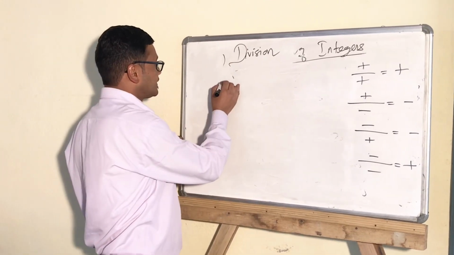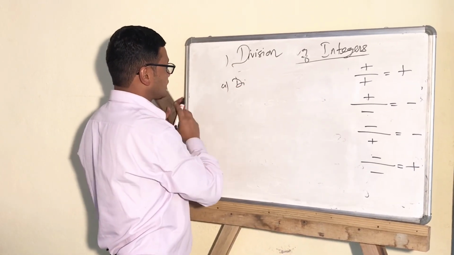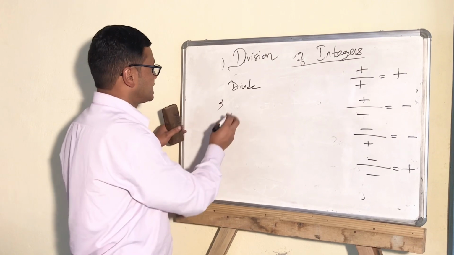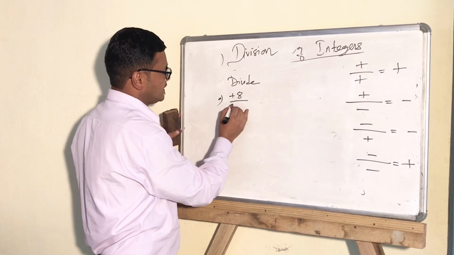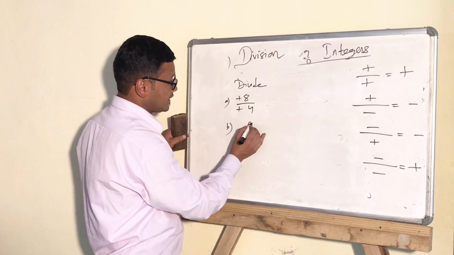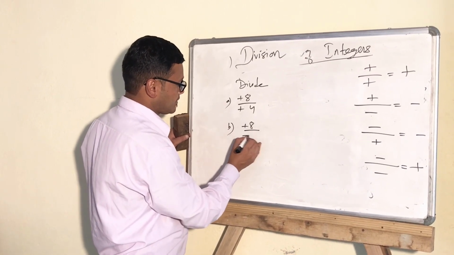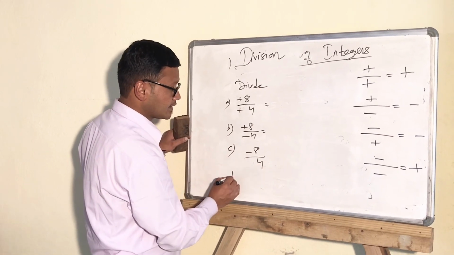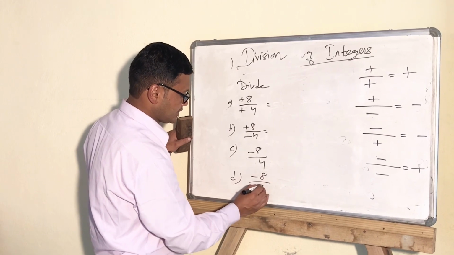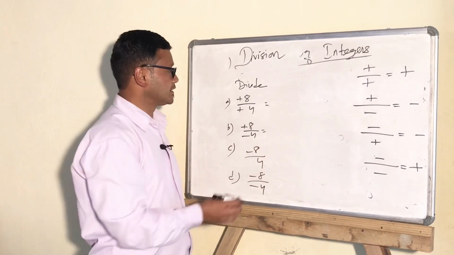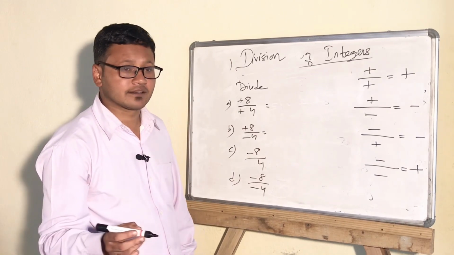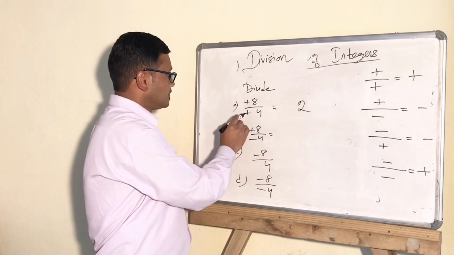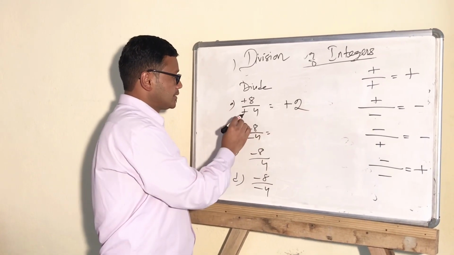Now A, divide 8 by 4, B, 8 by minus 4, then C, minus 8 by 4, then D, minus 8 by minus 4. Now okay, it's very much simple. 4 ones are 4, 4 twos are 8, or you can cut also, or you can divide also. 4 twos are 8, 2, then plus by plus, plus only, or you can say plus into plus, plus.